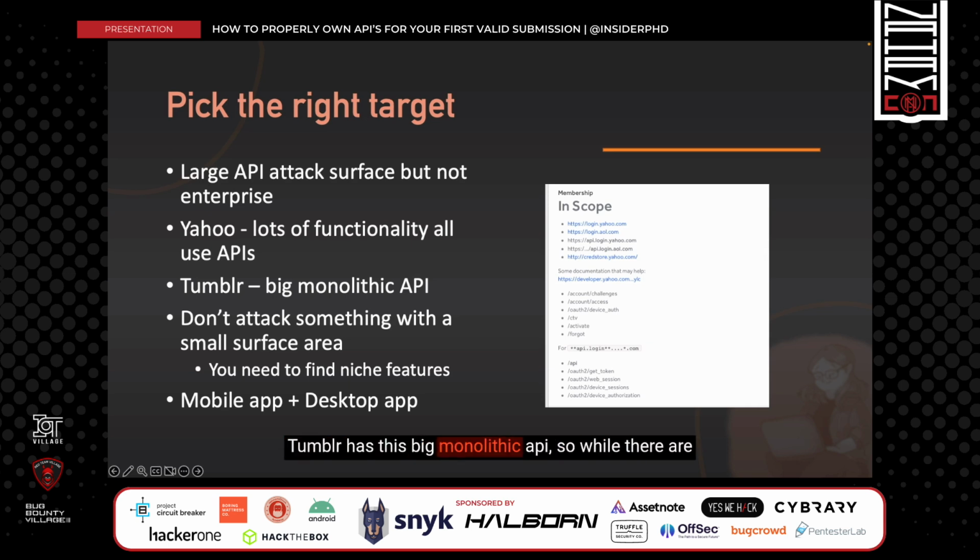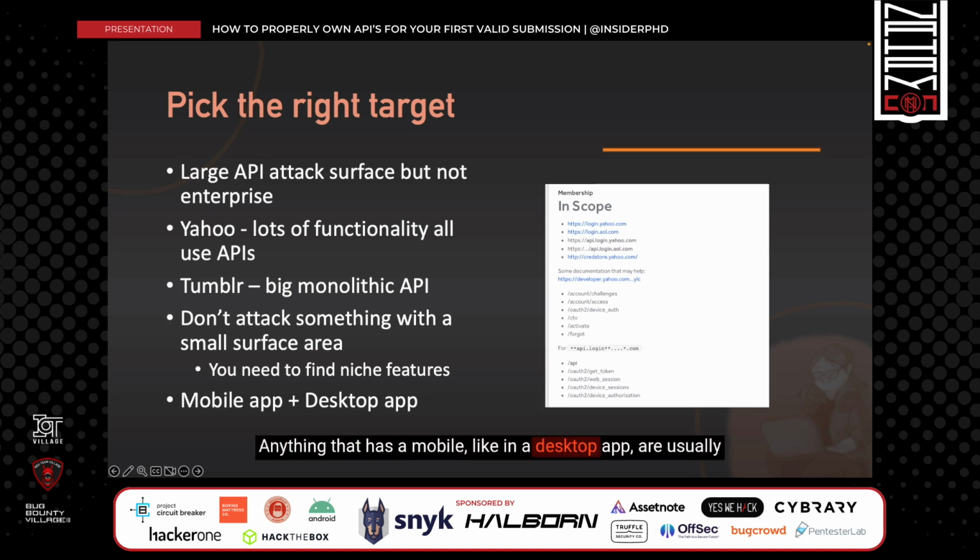Another one I recommend is Tumblr. Tumblr has this big monolithic API. So while there are different functionalities like having a blog and reblogging and stuff like that, that all takes place within the same API. These are really great to get started with. I know this seems counterintuitive. I know it's like, that's way too much stuff happening. But you don't want to attack something with a small surface area when you're starting out, because you want to be finding those niche features. So you, one, have a greater chance of finding something, and two, when you do find something, you've got a greater chance of it not being a duplicate.